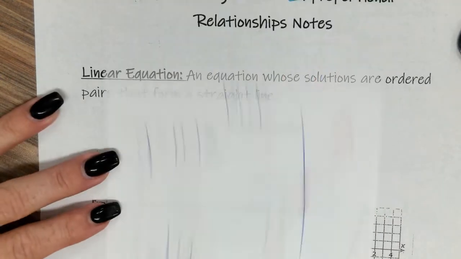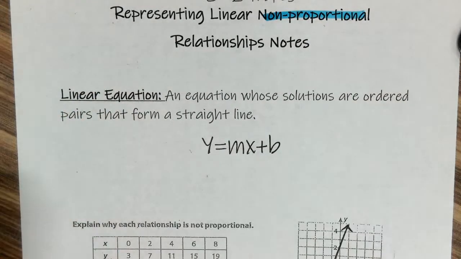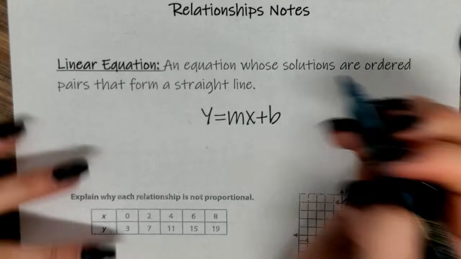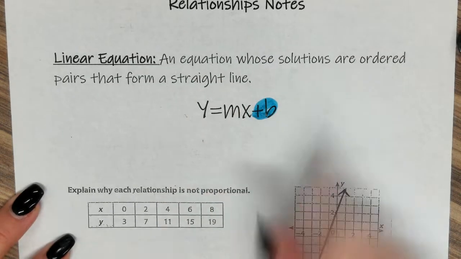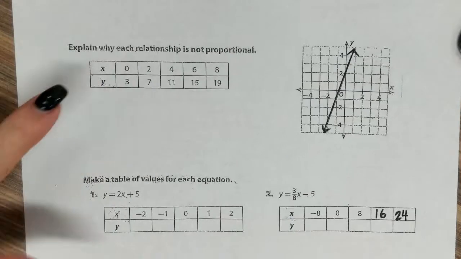All right, knowing that, do you think we can figure out non-proportional? So to be non-proportional, it's going to have a what? It's going to have a b. It's not going to pass through 0 because it's not proportional. It's an equation whose solutions are ordered pairs that form a straight line, but they do not pass through 0, 0. Everybody good?